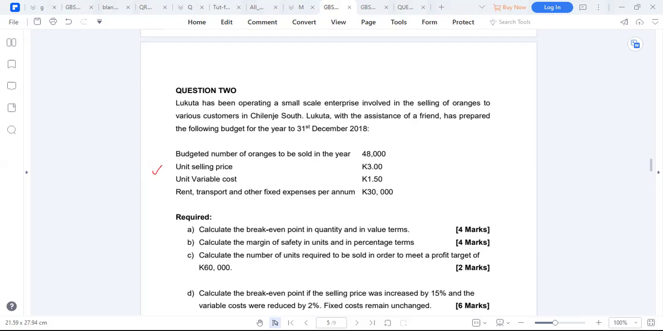So we're also going to talk about what is called the margin of safety. I've already talked about the break-even. So margin of safety basically represents the difference between the actual sales and the break-even point. This helps us indicate how much sales can drop before the business starts incurring losses. So we can calculate that in units and in percentage.